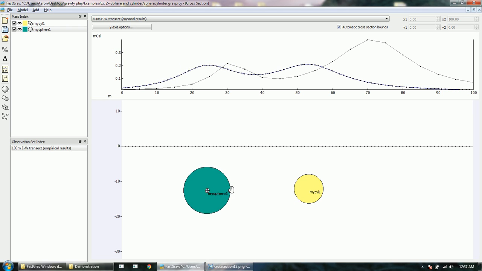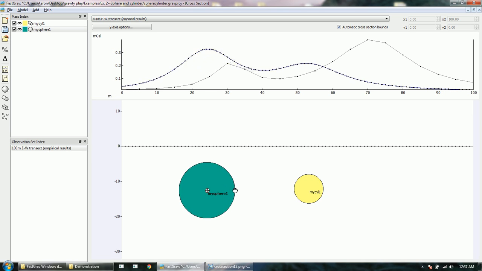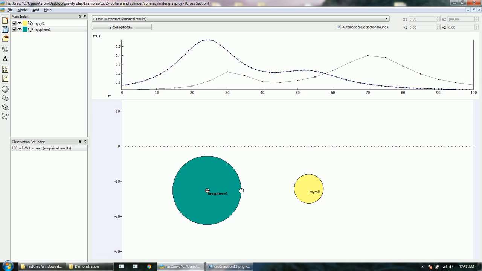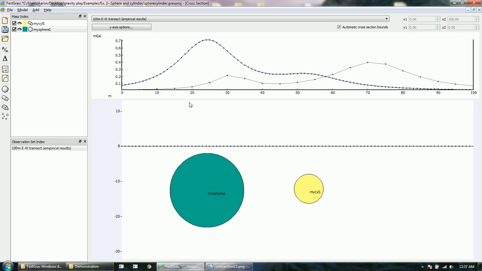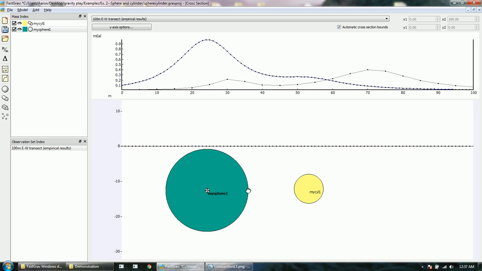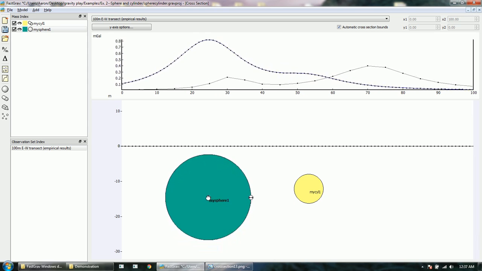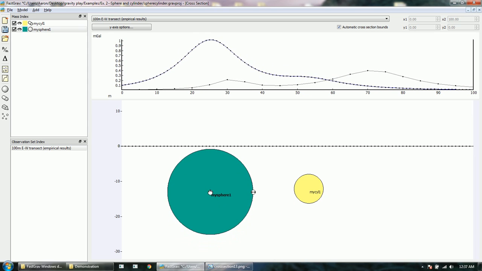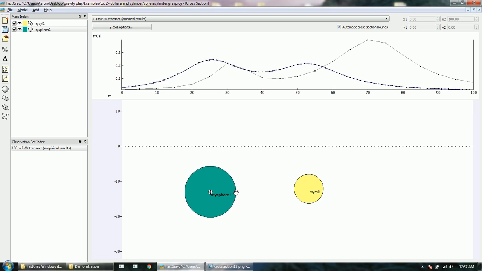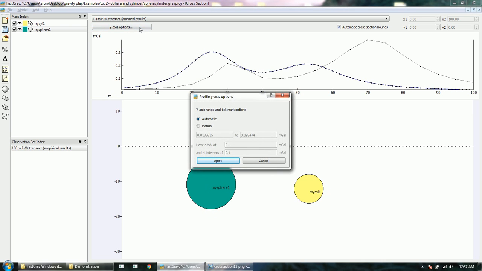So let's increase the radius of my sphere. We'll make a really big sphere, and as we get higher up there, you can see that the y-axis is actually rescaling as this sphere's gravity profile gets greater and greater. So for a lot of projects, that's the setting you're going to use. It's a nice convenient setting. Let me scale it back down. Go back into y-axis options. I'll set it back on manual for a second.